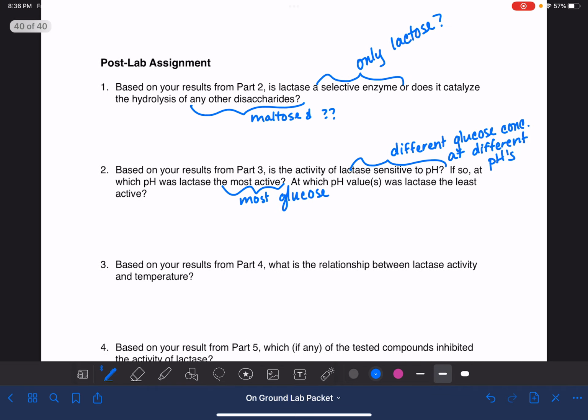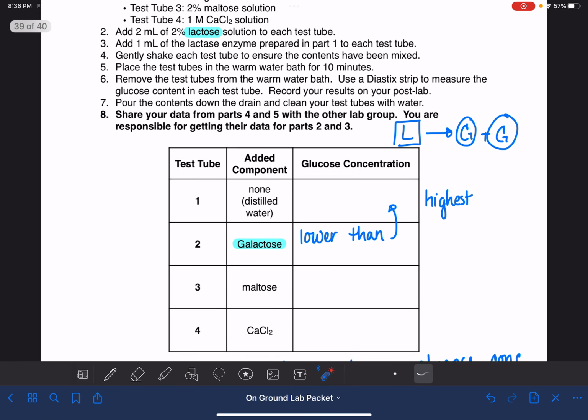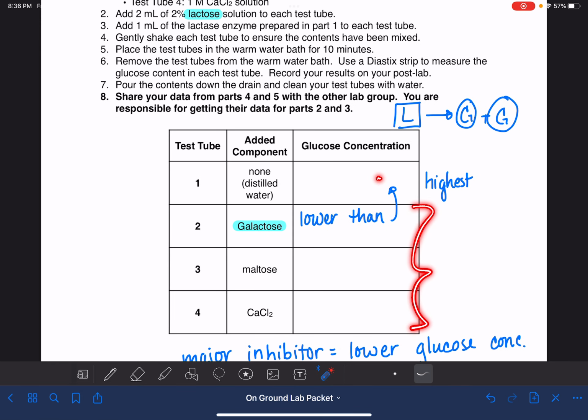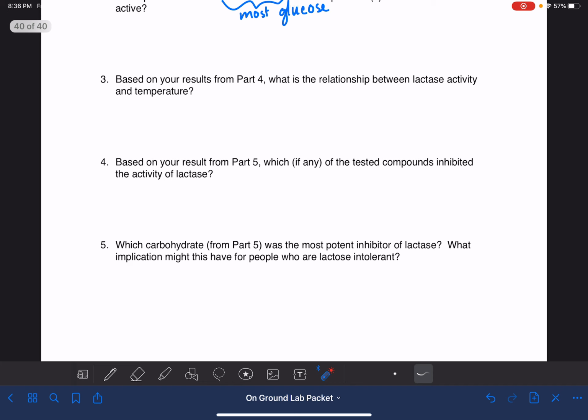Now over here for your last 2 questions on the post lab, which, if any, of the compounds inhibited the activity of lactase? Anything that has a number that is considerably lower, that's something that inhibited it. And you know, you want it to be quite a bit lower, not kind of in the same ballpark, but you want it to be noticeably lower. And then down here, which carbohydrate from part 5 was the most potent inhibitor of lactase? What implication might this have for people who are lactose intolerant?